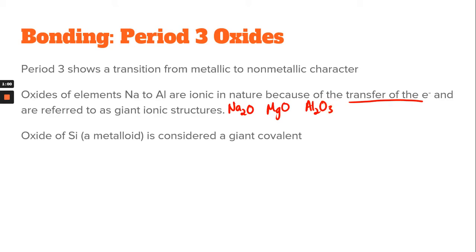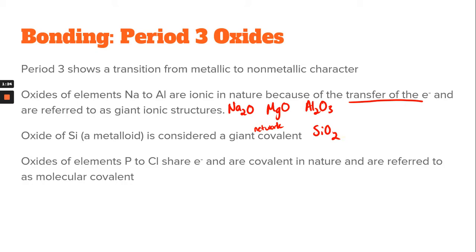The oxide of silicon, being a metalloid, is a giant covalent. Sometimes you might see the word network in there, so giant network covalent. So SiO2 is what it's referring to. That is a giant network covalent. And we'll talk more about that type of bonding in our next unit when we talk about bonding.